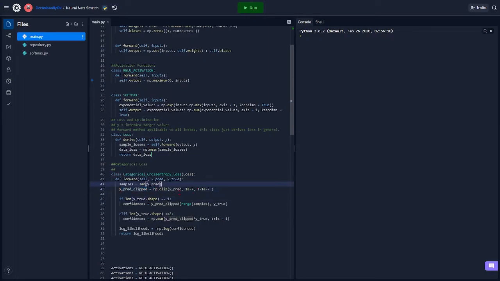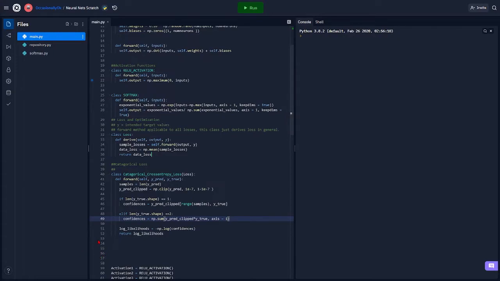Ypred_clipped is, remember how we discussed how we can't have the log of 0? This is pretty much what ensures that we never get a log of 0. It clips all of the Y predictions, which are the outputs of the softmax, so that they end up between 1 to the negative 7 and 1 minus 1 to the negative 7. So it creates a range that ensures it'll never equal 0.